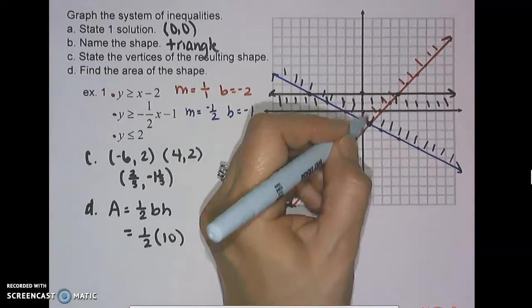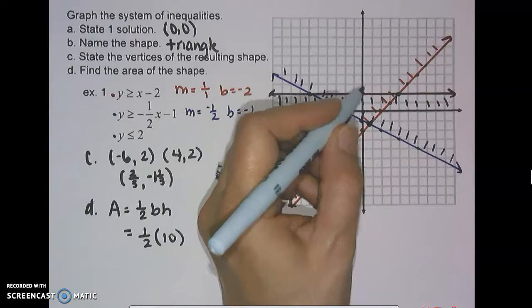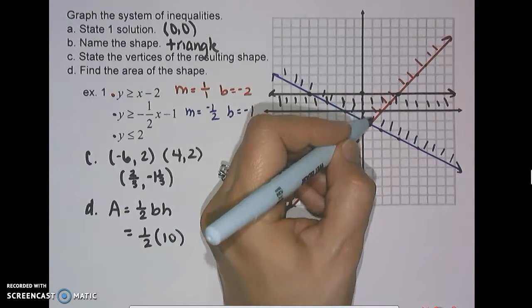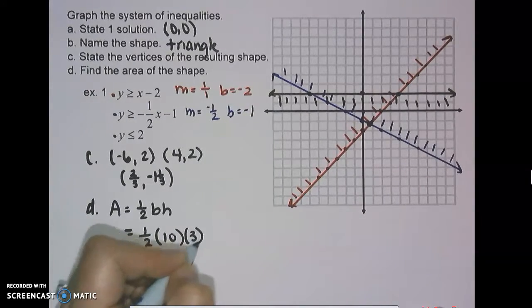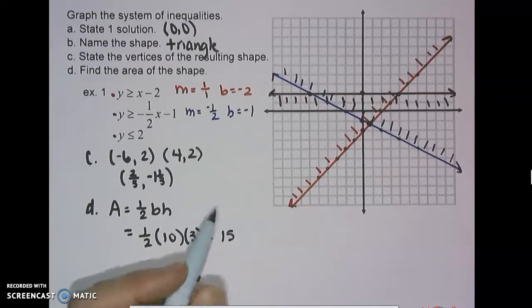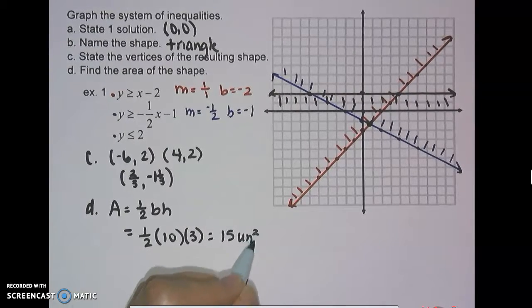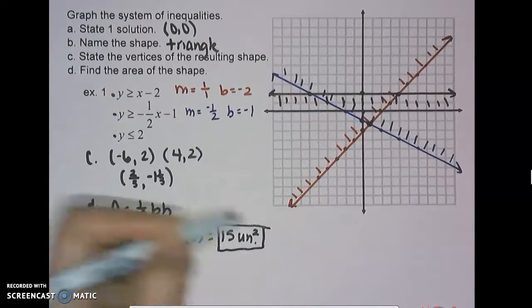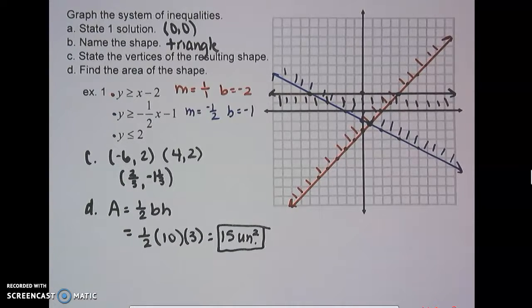And the height is going to be this vertical distance. And for the sake of ease, we're just going to say that that's 3. I know it's not exactly 3, but for this, it's okay if we do that. So 1/2 times 10 times 3, half of 30 is 15. And then we do need a unit with this, so we're just going to say square units because it's area. Okay? So this is what we're doing with these questions. We're graphing the system. We are naming one solution, naming the shape, stating the vertices. Desmos can help with that, and then finding the area using our area formula from the past.